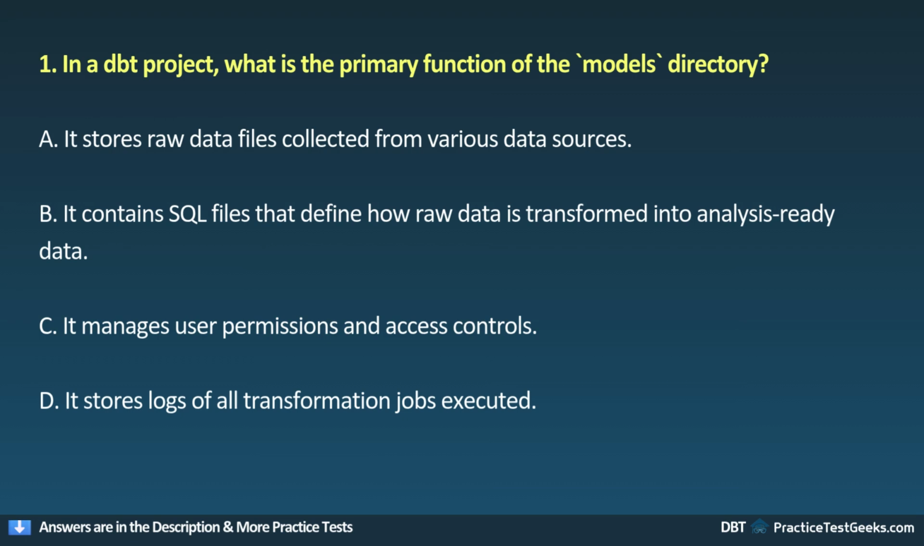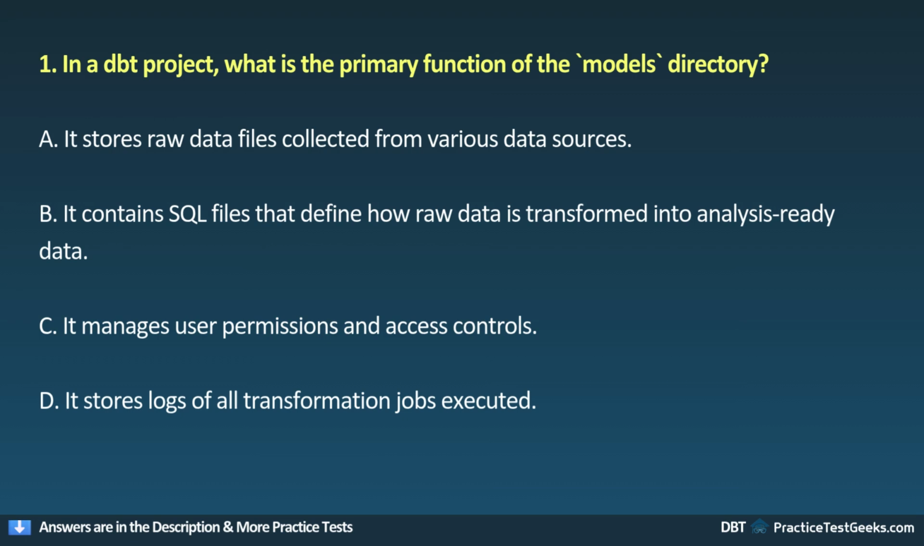1. In a DBT project, what is the primary function of the models directory? A. It stores raw data files collected from various data sources. B. It contains SQL files that define how raw data is transformed into analysis-ready data.